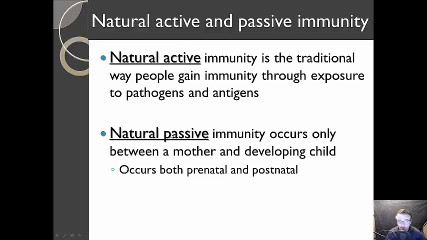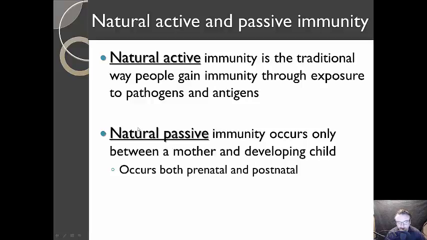Natural passive is very specific. So it's natural in that it occurs through natural exposure. It's passive in that it's short-term. And really the only way this actually happens is during pregnancy between a mother and a developing child. That is the example. Now there's two different examples within, and it can happen both prenatally in the womb and postnatally outside the womb. Prenatally involves the transmission of IgG across the placenta. So if you go back and look at IgG, I said it's the only one that crosses the placenta. This particular antibody IgG then is responsible for prenatal natural passive immunity.